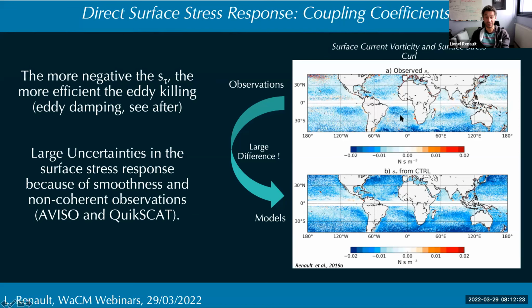But we know that both QuikSCAT and EBISO have issues because they are very smooth. They are not coherent. And overall, we don't have the measure of the current and of the stress at the same time. So it's already nice to have some kind of estimation because it shows that it's not only a numerical stuff, it's something we can observe, but to me, we have no clue of the real value of S2. So maybe our model overestimated, maybe they are right, but we can only have indirect validation of the processes.